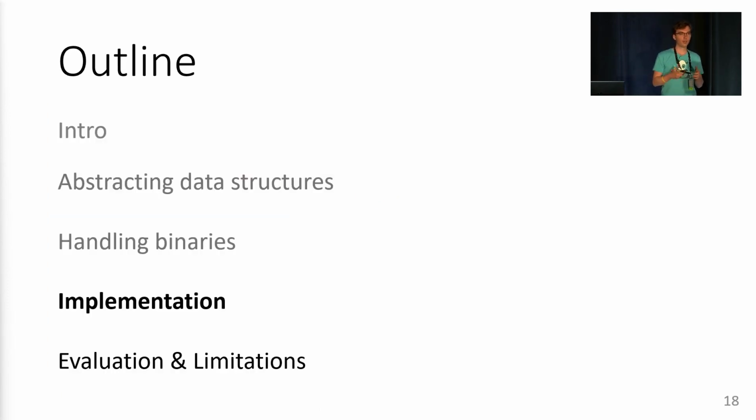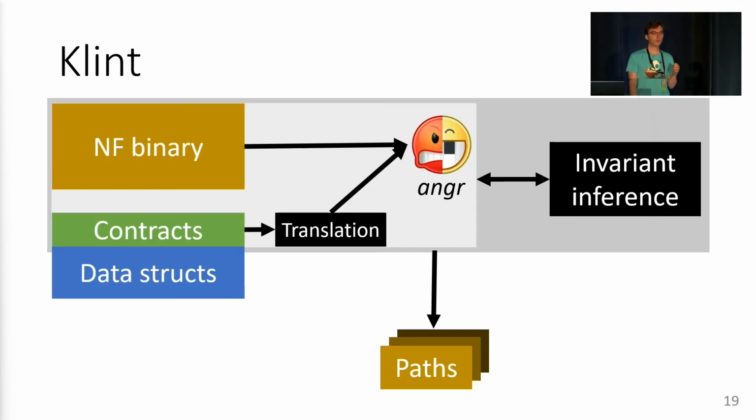Now that I've talked to you about how we handle binaries, let me quickly describe our implementation. So we built a tool that we call Klint, which takes as inputs a network function binary and a set of contracts for the data structures that the network function binary uses. Klint is going to translate those contracts, as I described earlier, by translating the map operations so that they can be understood by the symbolic execution engine we use, which is angr, an existing engine.